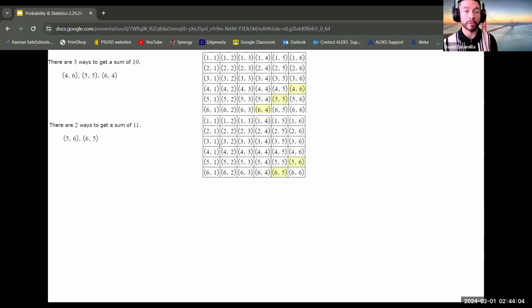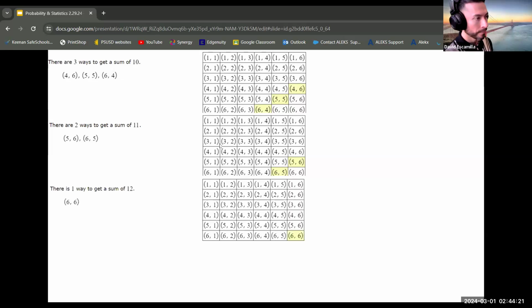We also have to do the same thing for 11. In order for us to get 11, we could get option A, 5 first, 6 second. Option 2, we could get 6 first, 5 second. There's no other way to get the sum of 11. Finally, there's only one way to get the sum of 12. Let's not forget we are talking about dice. So if you are thinking of the probability of adding the 2 numbers to 12, there's only one way. You have to get 6 the first time and 6 the second time.